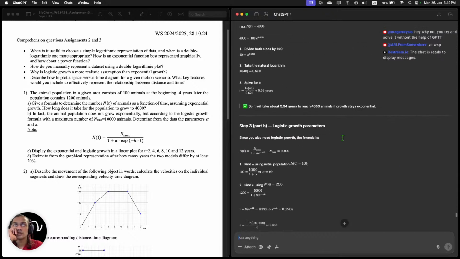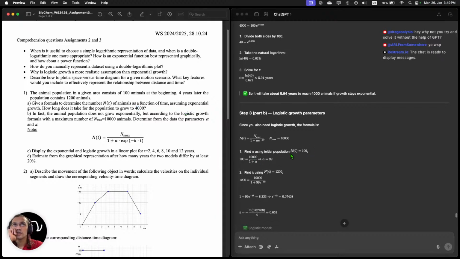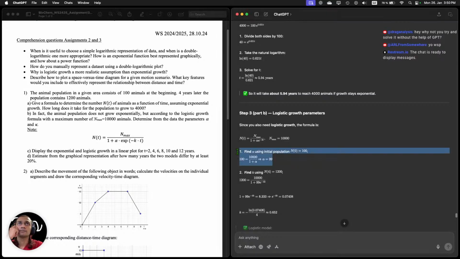Since you also need logistic growth, the formula is N max equals 10,000. We got the rate from this, okay. And find alpha using the initial population. So T, what is T if wait.